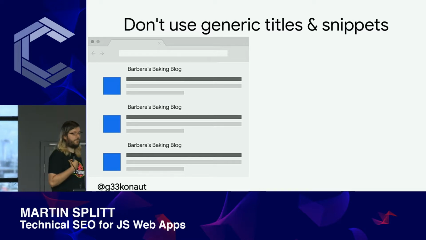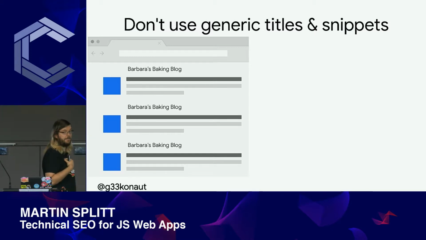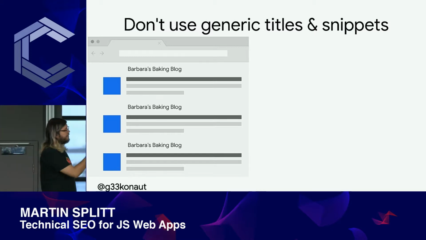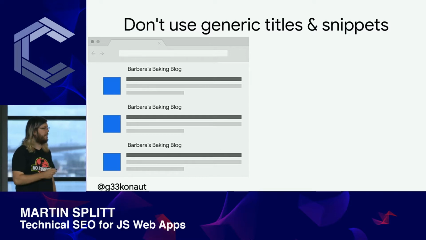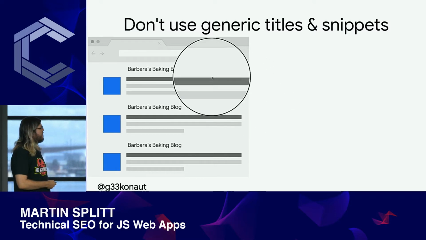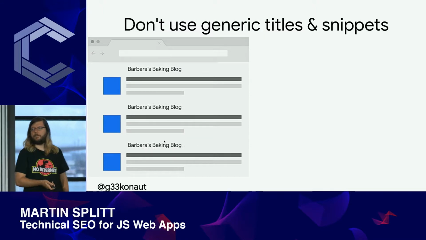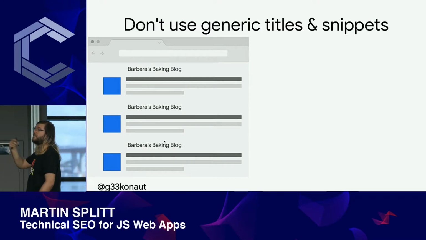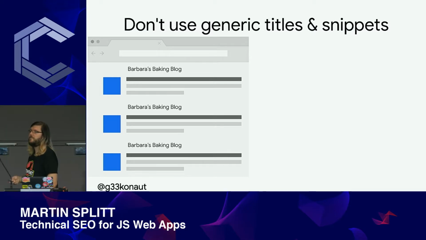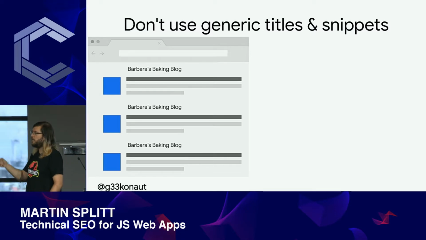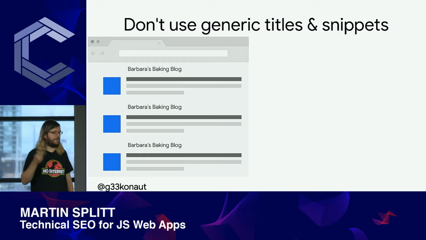So if I'm looking for a cupcake recipe, then these search results are not fantastic, right? They're not that great, actually, because they all say Barbara's Baking Blog. Which one is the cupcake recipe? If these are all cupcake recipes, what's the difference between them? If they all have the same description snippet and the same title, that's not really helping me.